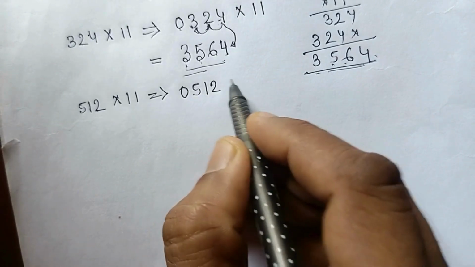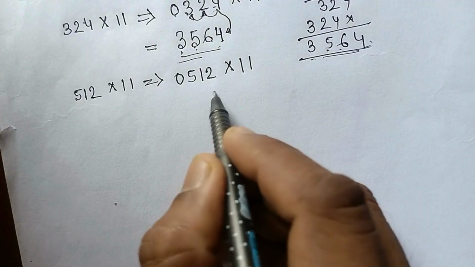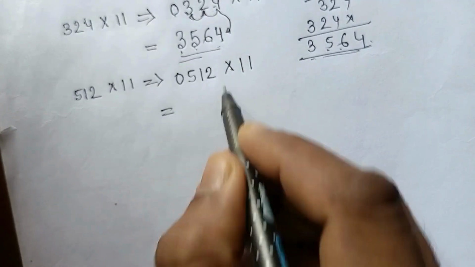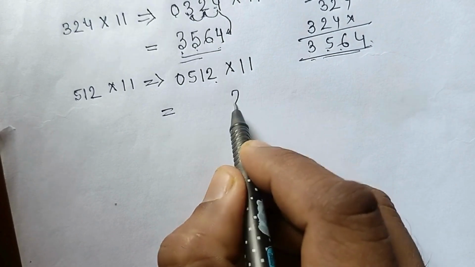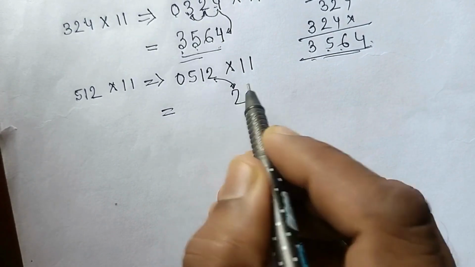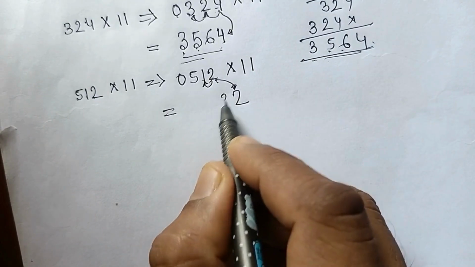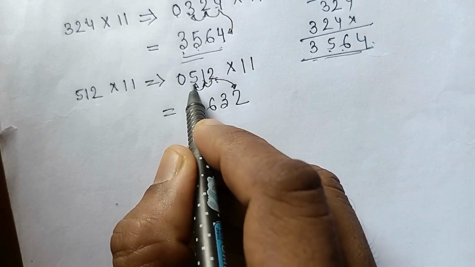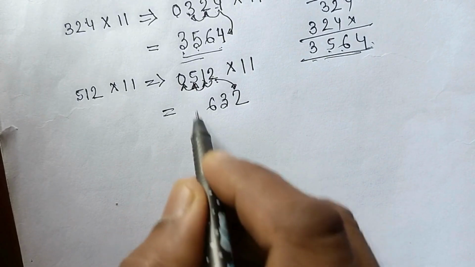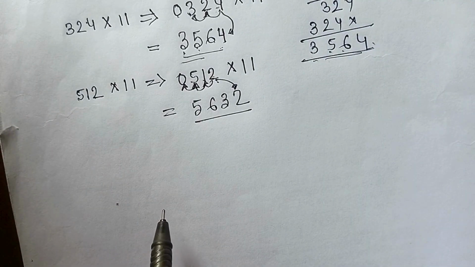And if we multiply this by 11 like this, for this we have to just start from the right side, like 2, the last digit here. And now we have to add this first, that is 2 plus 1 is equal to 3, 1 plus 5 is equal to 6, and 0 plus 5 is equal to 5. That is the answer in a simple manner.